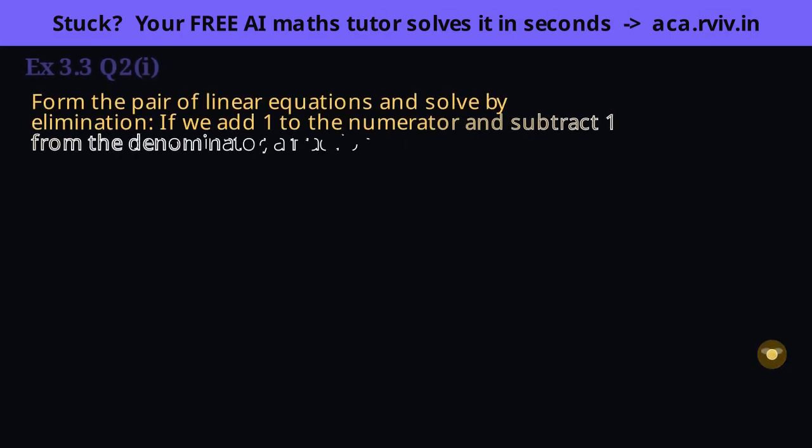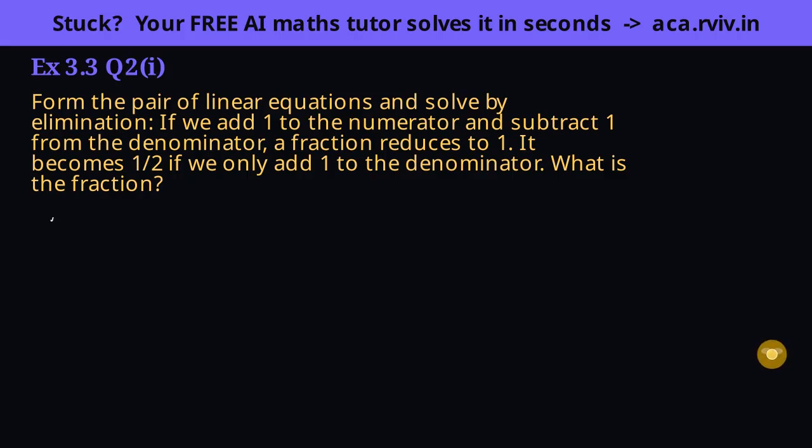Reduces to 1 means top equals bottom. Setup: call the fraction n over d. Each condition cross-multiplies into a linear equation. First condition equals 1. Cross-multiply. A fraction equal to 1 means top equals bottom.